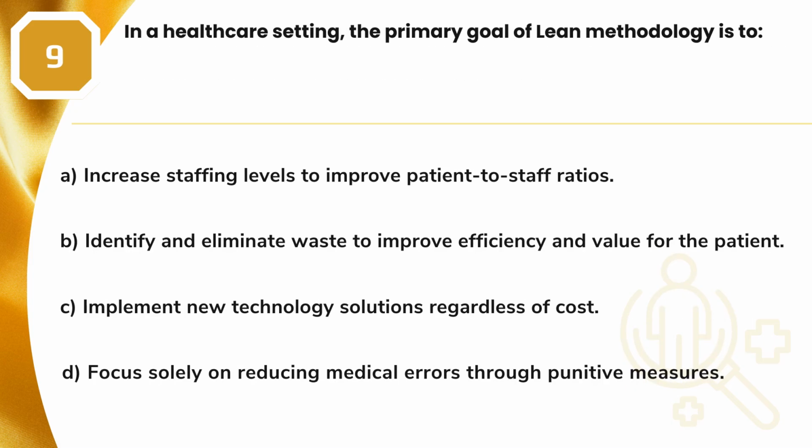Question 9. In a healthcare setting, the primary goal of lean methodology is to: A. Increase staffing levels to improve patient-to-staff ratios. B. Identify and eliminate waste to improve efficiency and value for the patient. C. Implement new technology solutions regardless of cost. D. Focus solely on reducing medical errors through punitive measures.